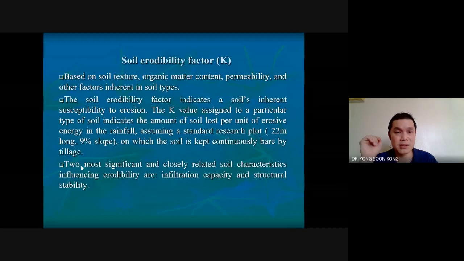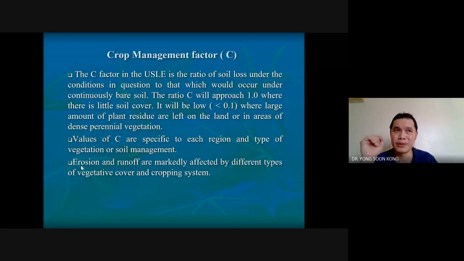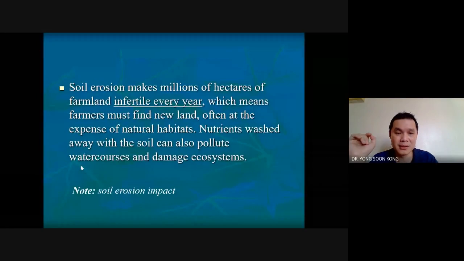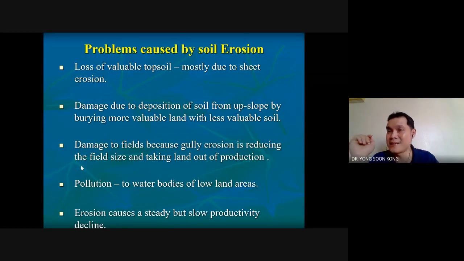Okay, so I'll skip through here. This one you can look at, because I don't want to repeat what I said to you just now about soil erodibility. More or less the same actually. So I skip through the less important part. I didn't say it's not important, so go through it, yeah?